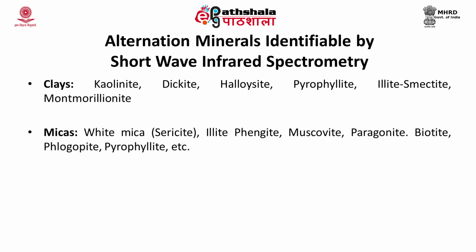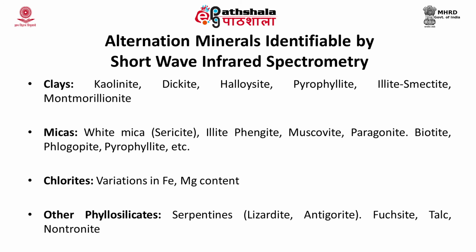And mica, if you look at the mica, white mica, you have illite, phengite, muscovite, paragonite, biotite, phlogopite, pyrophyllite, etc. That also comes under this mica group that you can use. Chlorite, you have different types of chlorites, different types of phyllosilicates, different types of amphiboles. That is what we are going to get in the alteration zone, and it will be useful. So, using this technique we can identify these minerals, and the presence of these minerals can be a pathfinder to other mineral deposits.